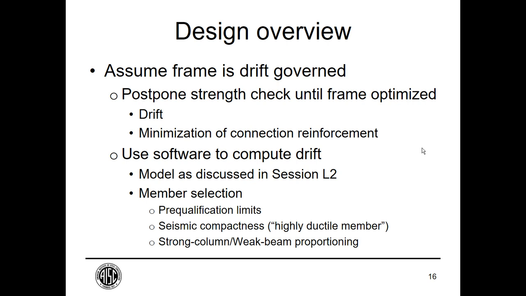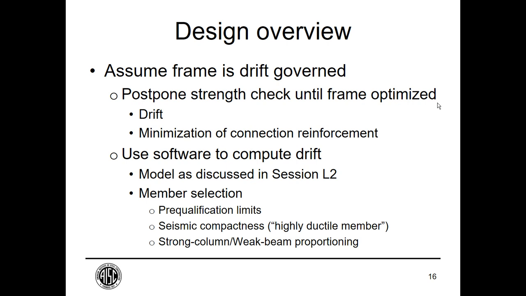Similarly, the seismic provisions have compactness limits. We are required to use highly ductile members. Those have maximum b over t ratios for flanges and h over tw ratios for webs. And so we want to keep the members that we put into our model limited to the ones that will be acceptable for use for a special moment frame.